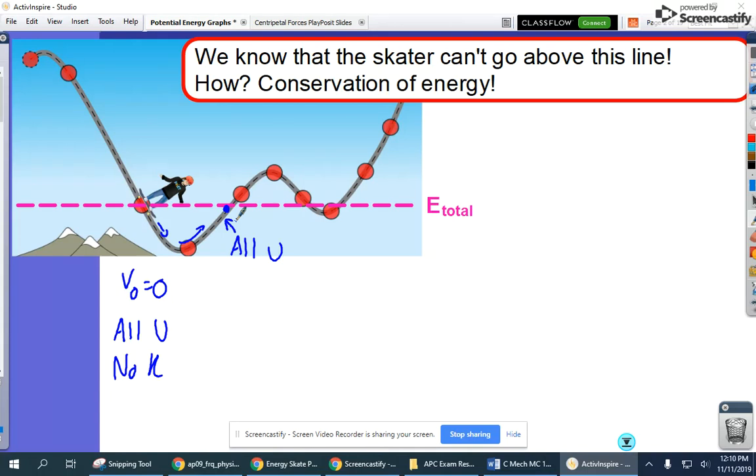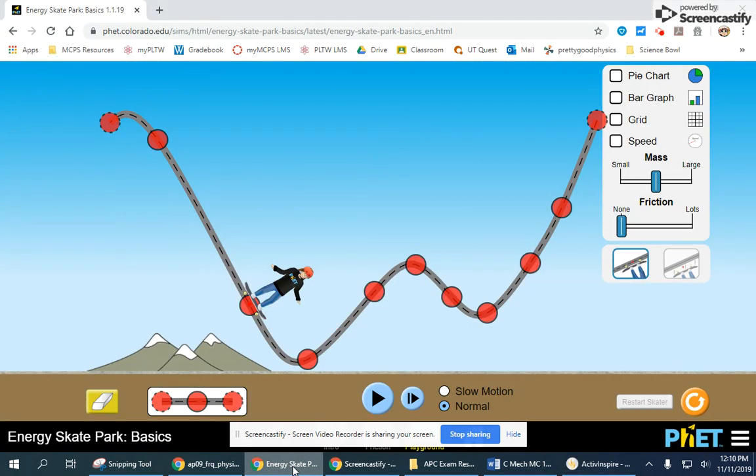So the idea is that this line represents their total energy, and they can never go beyond that line. So what will the skater do? They will just rock back and forth in that little gap forever. And in fact, we can model that. They can rock back and forth forever, never getting higher than that point on either side.